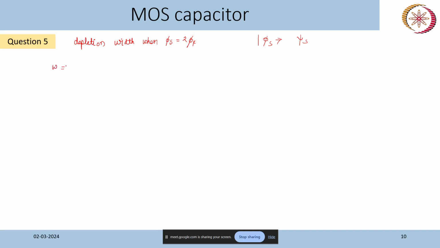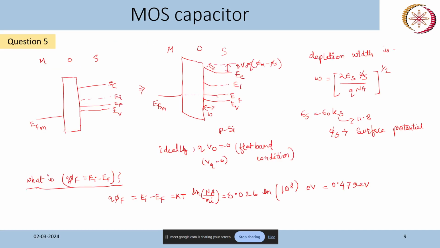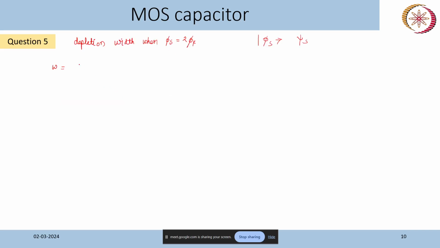W equal to, and I might mix up these terms in between, so remind me if I'm doing so. So the formula is 2 psi s. Okay, this is the formula, 2 psi s.